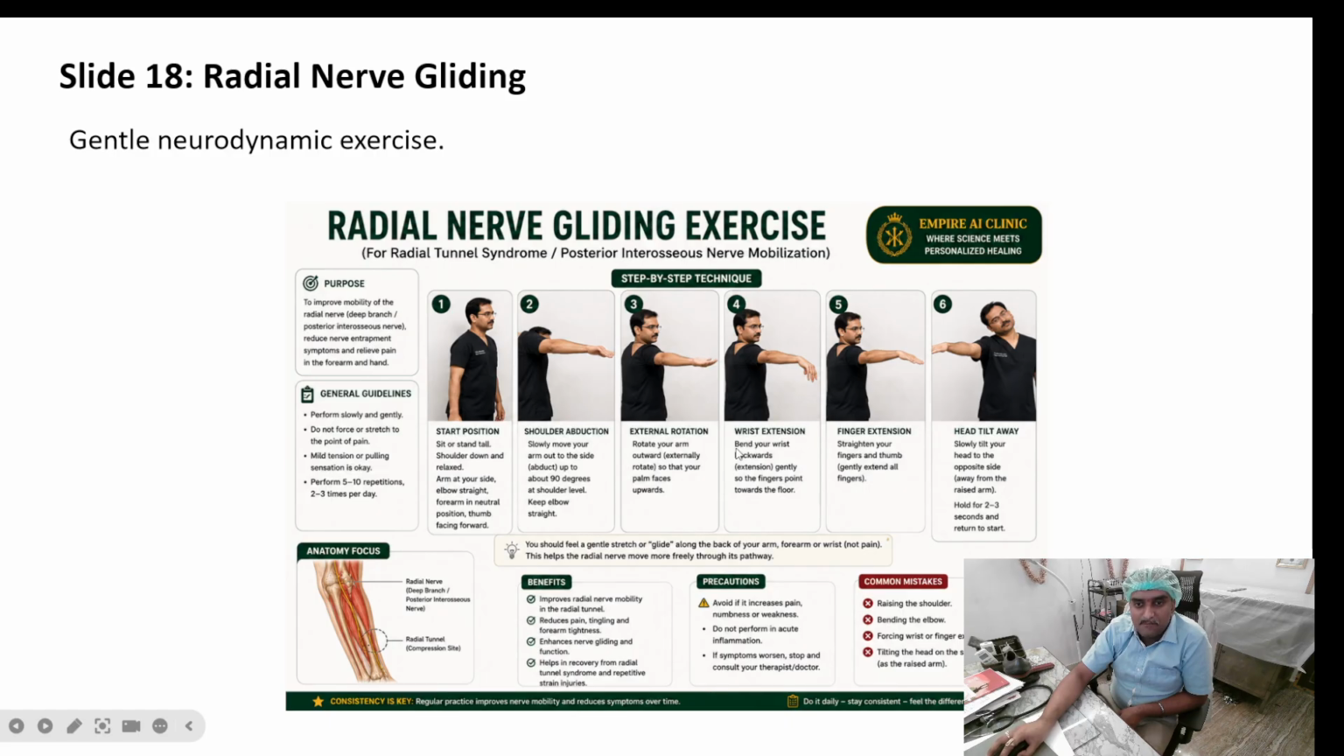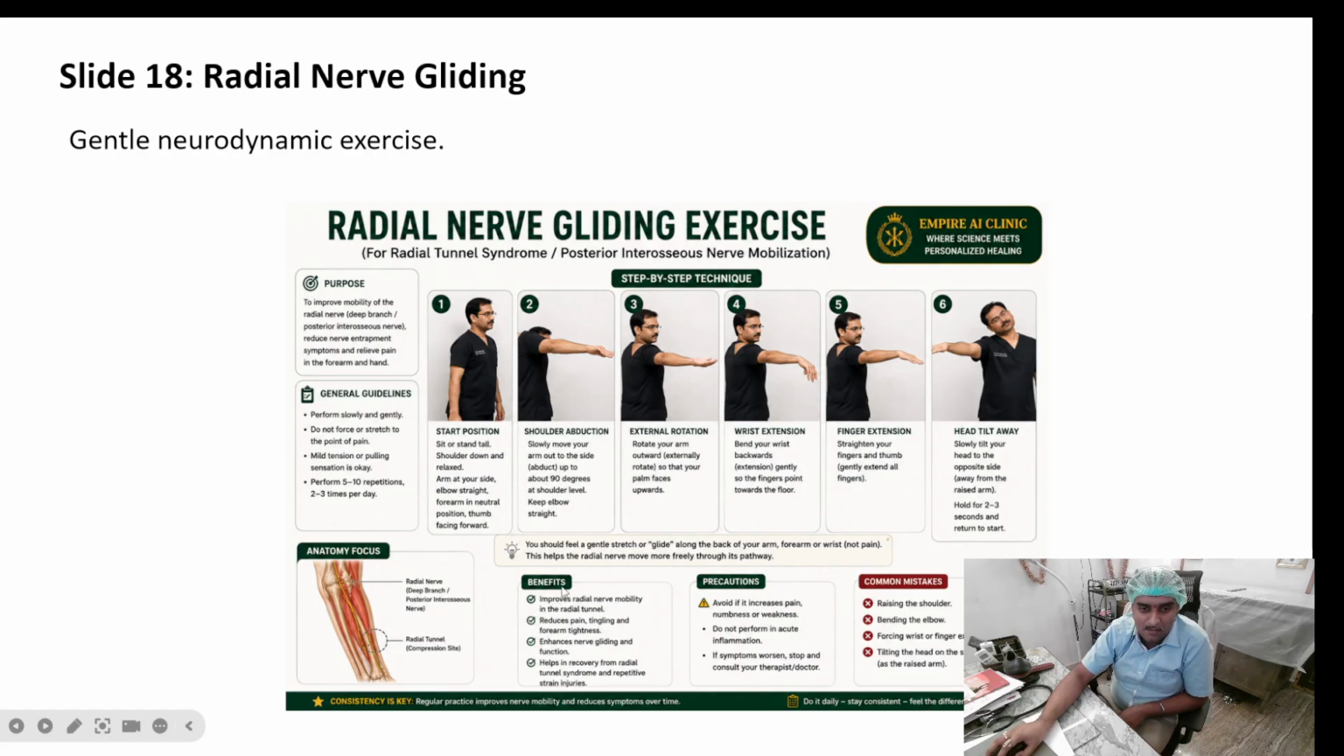Wrist extension: bend your wrist backwards, gently, so that the fingers point towards the floor. Finger extension: straighten your fingers and thumb, gently extending all the fingers. Head tilt away: slowly tilt your head to the opposite side, away from the raised forearm. Hold for 2 to 3 seconds and return to the start.